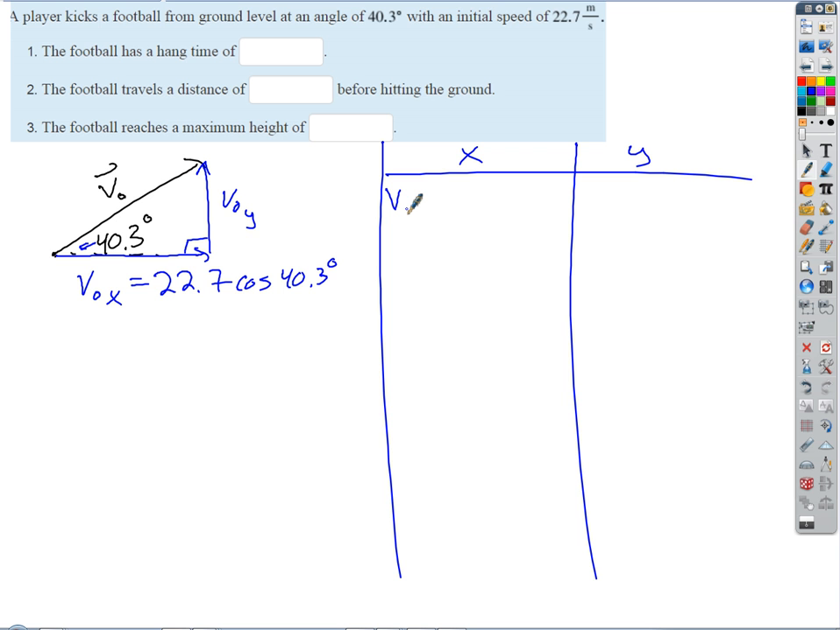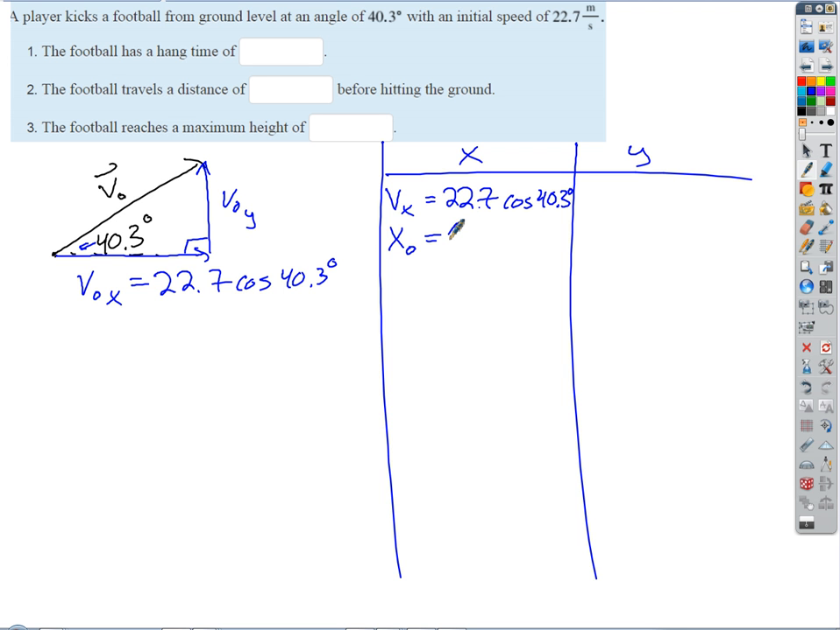So we don't even really need to call that V naught, right? We could just call it V sub x. That's a little difference, but it's kind of an important one, it never changes. You could even put a bar over the top, but we know that's going to be the number 22.7 cosine of 40.3 degrees. Whatever our calculator tells us it is, that's the horizontal component. So it's V final and V initial. Yeah, right, it never changes.